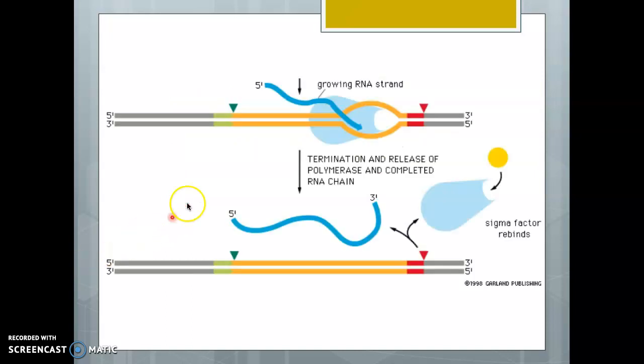But we're not quite done yet with transcription. Here's a picture, first of all, of termination. The red part here is the terminator region. Makes me think of Arnold Schwarzenegger, the Terminator. And the RNA polymerase and the transcription factors literally fly apart, which releases the RNA strand.